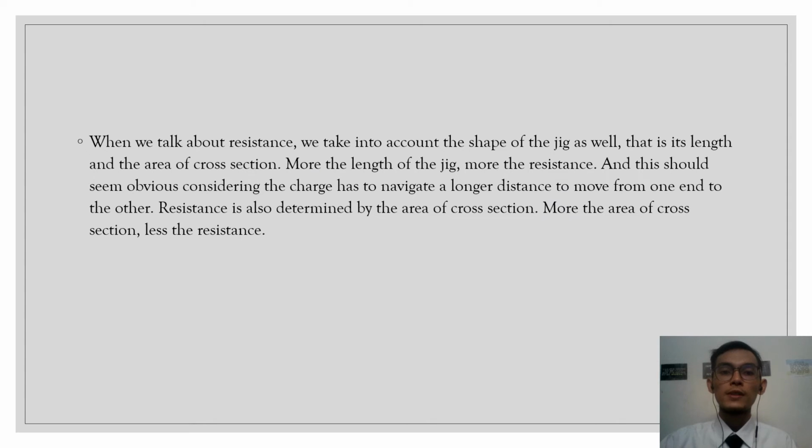When we talk about resistance, we take into account the shape of the jig as well. That is its length and the area of cross-section. The more the length of the jig, the more the resistance. And this should seem obvious considering the charge has to navigate a longer distance to move from one end to the other. Resistance is also determined by the area of cross-section. The more the area of cross-section, the less the resistance.